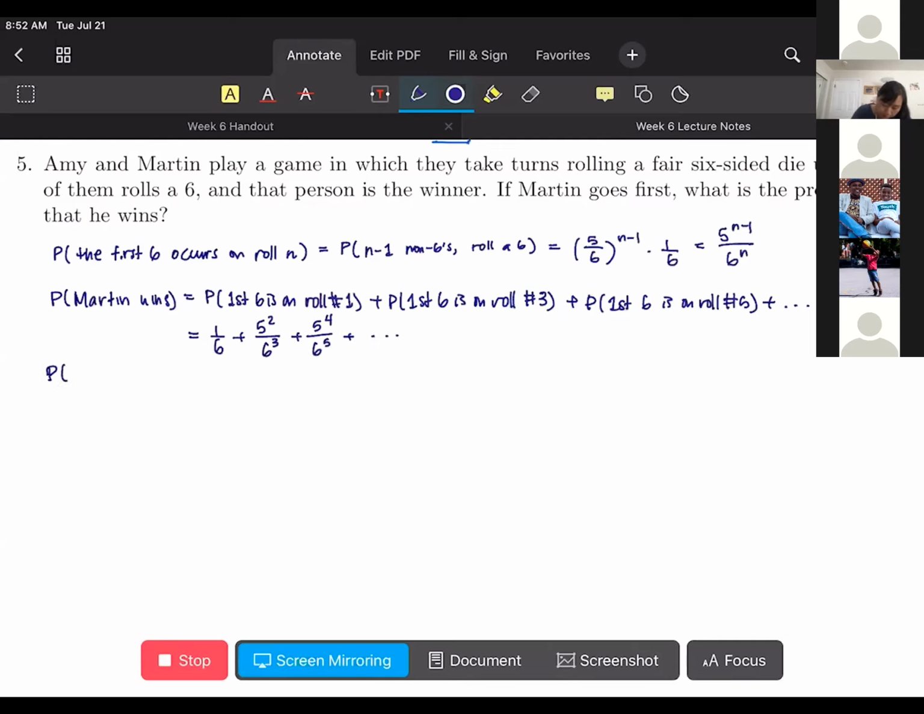And then similarly, the probability Amy wins equals the probability that the first 6 is on roll number 2, plus the probability that the first 6 is on roll number 4, plus the probability that the first 6 is on roll number 6, and so on. In the first example, that means we roll 1 non-6 and then a 6, so that's 5 over 6 squared. In the second case, where the first 6 is on roll number 4, we roll 3 non-6s and then a 6, and so on.